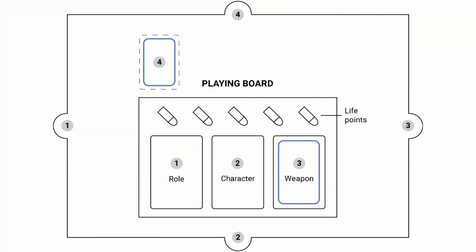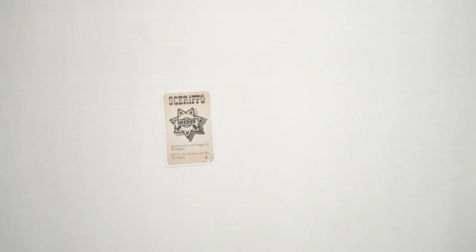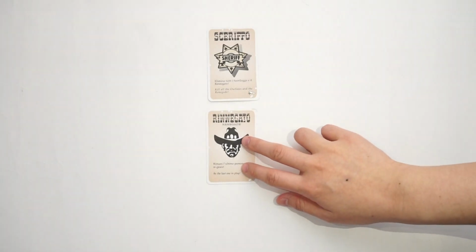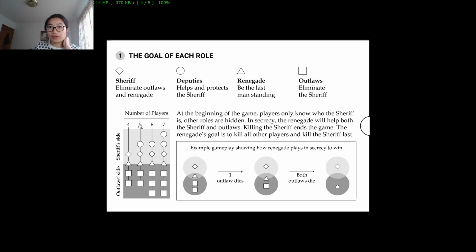Let's first start talking about the roles. So in total, there are 4 roles you could play. I've shown it here by identifying what kind of roles can exist depending on how many players there are. So if there are 4 players in total, we have a sheriff, we have a renegade, we have 2 outlaws. If you have 5 players, you have a deputy, a sheriff, renegade, and 2 outlaws. So this is how it lays out. And I think the hardest thing about this game is explaining to people how to play the renegade.